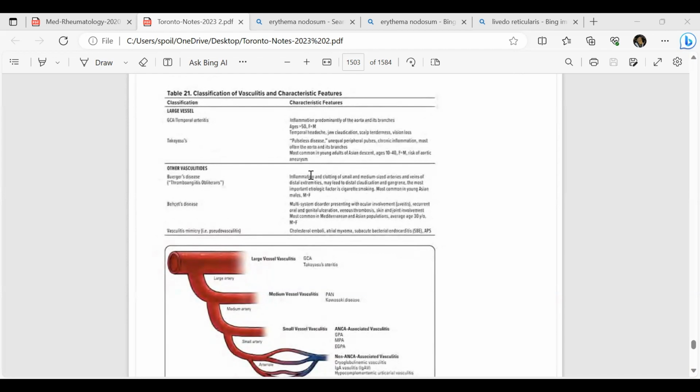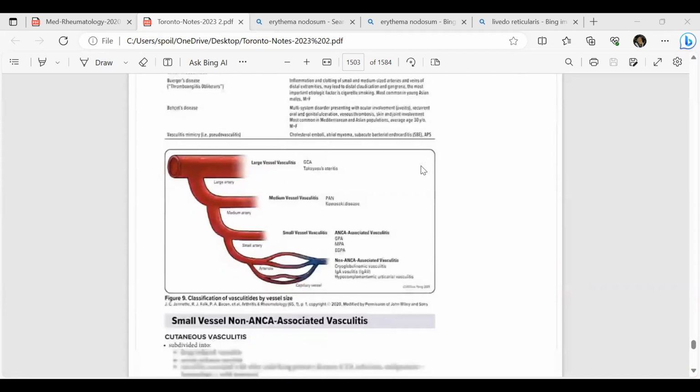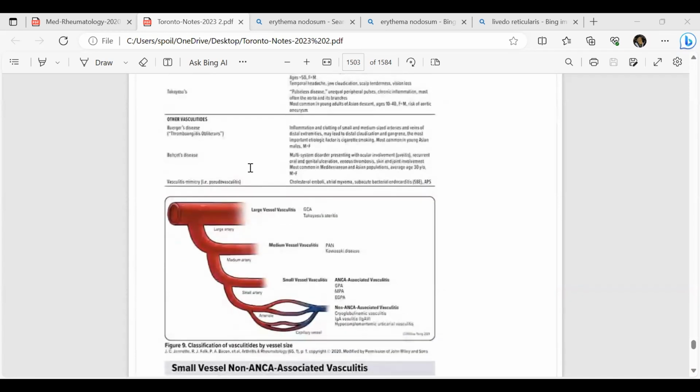In both, the peripheral pulses will not be equal, and it's a chronic inflammation, most often of the aorta and its branches, most common in young adults of Asian descent, ages 10 to 40. Again, female is more common, and there is a risk of aortic aneurysm. In the temporal, it's age 50, female is common. And in Takayasu, it's again 10 to 40, female is common, and there is a risk of aortic aneurysm as well.